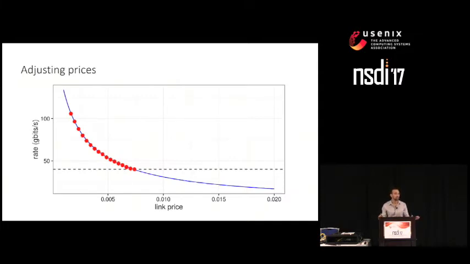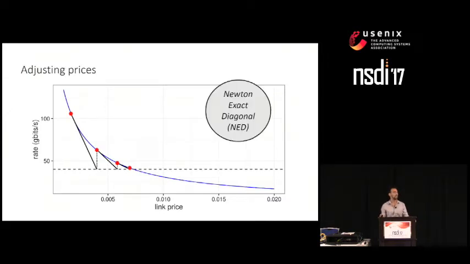With Flowtune, we realized that because we know the explicit utility functions, we can compute how strongly flows are going to react to a change in prices. Or in other words, we can compute the slope of this function. And this allows us to run something like the Newton method and adjust prices with just the right increments. We call this scheme the Newton exact diagonal method, or NED, and there are more subtle details in the paper.